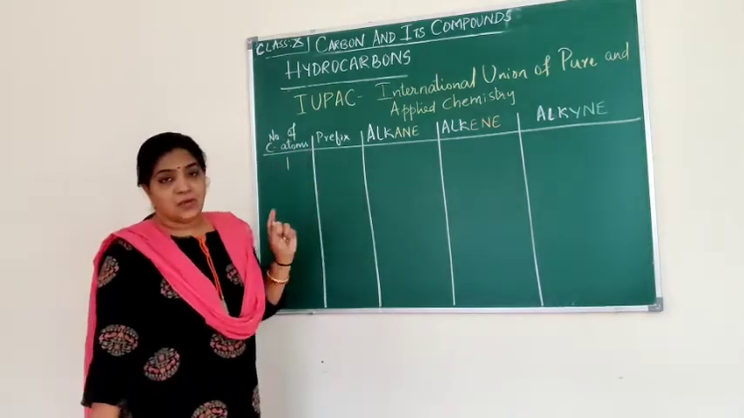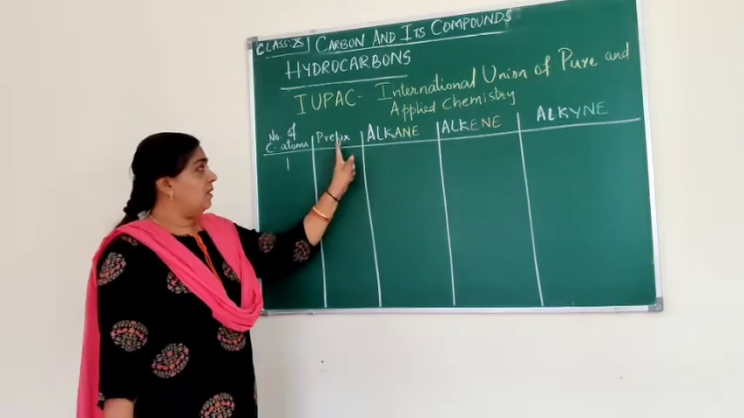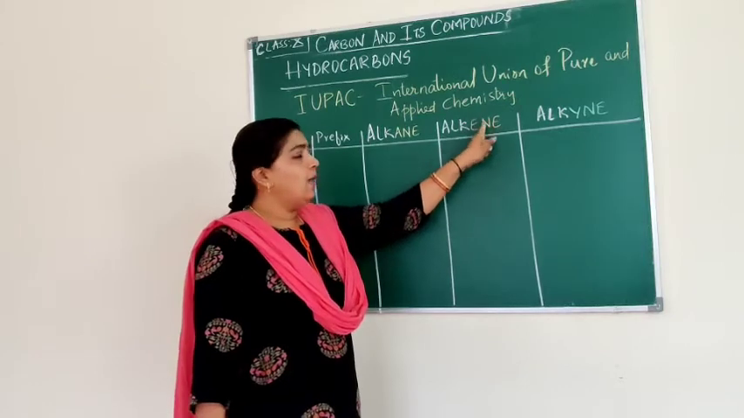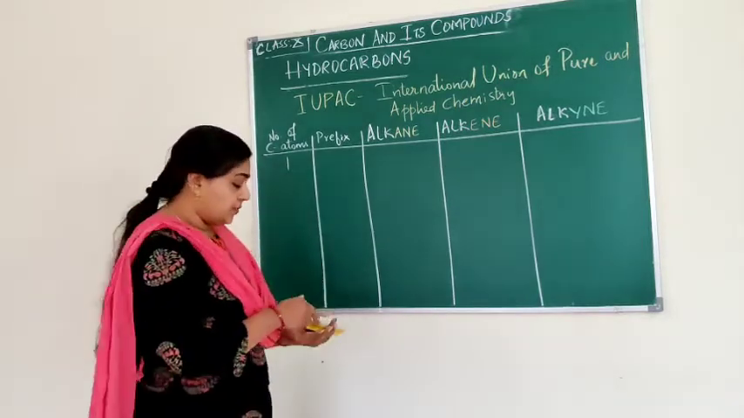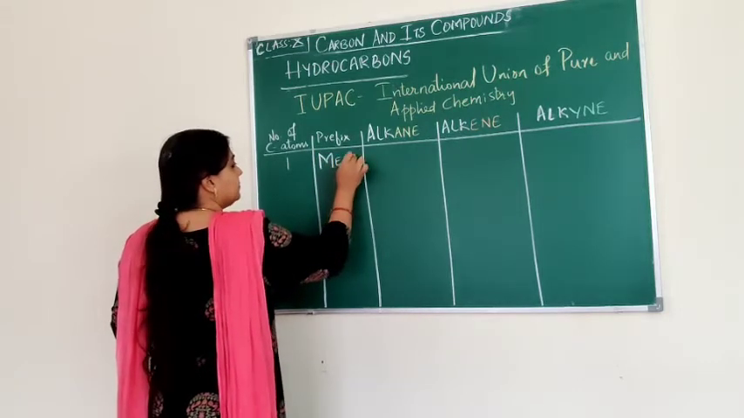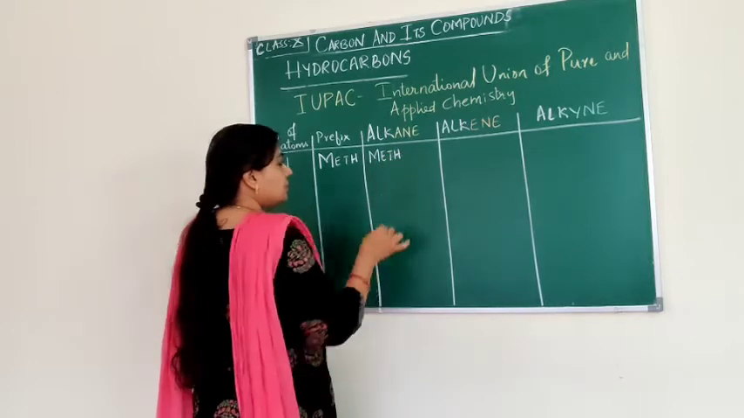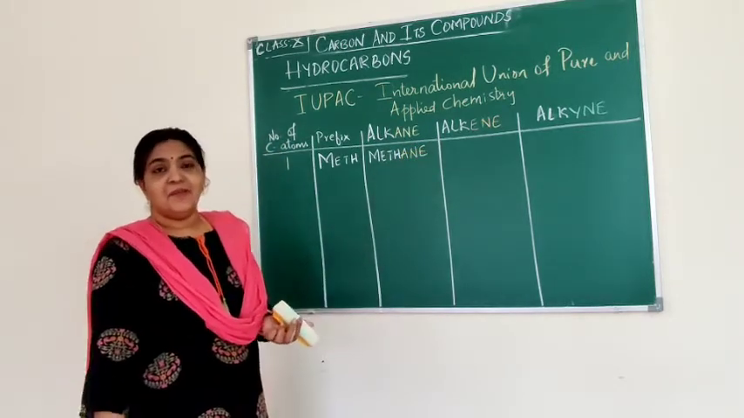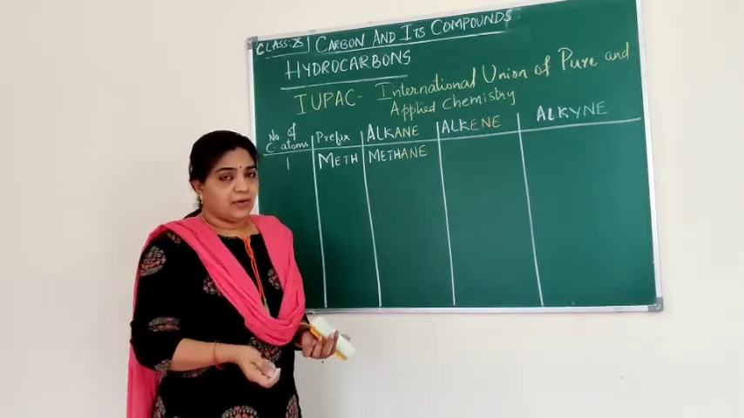Now let us learn how the name is given based on the number of carbon atoms. Let me put it in columns to make it easy to learn: number of carbon atoms, then prefix, then alkane. We write the prefix and add the suffix to it, and you get the name of the compound. If there is only one carbon atom, the prefix is meth. I write meth here, and add the suffix, so you get the name methane. Now, can I write methene and methyne? Can you tell me?